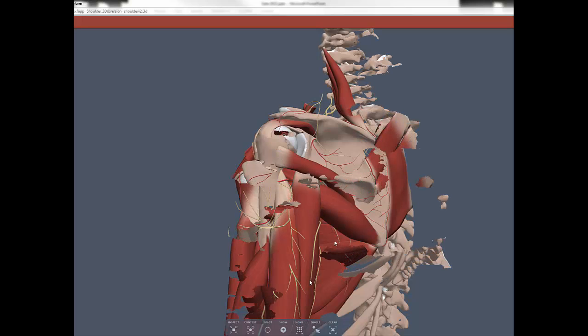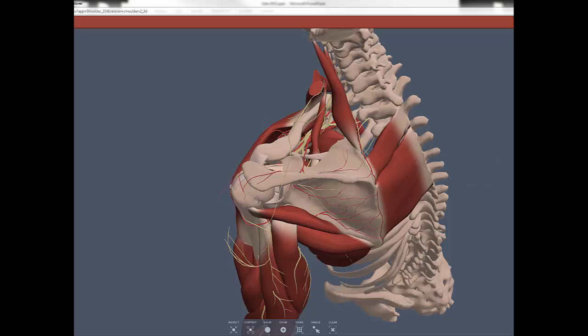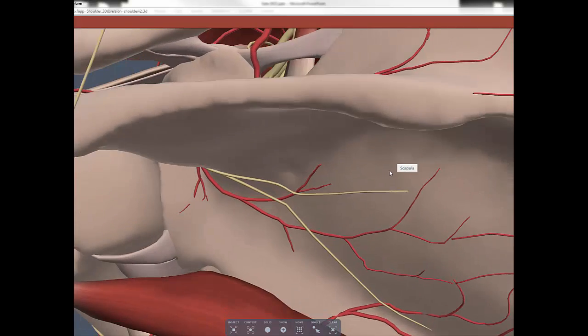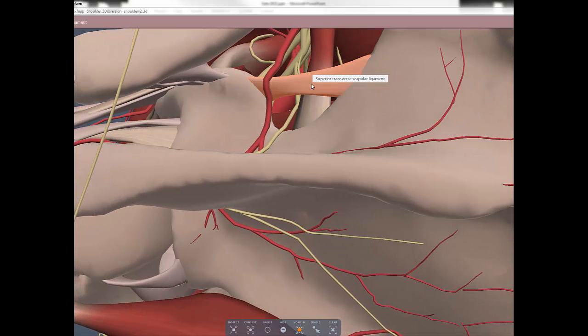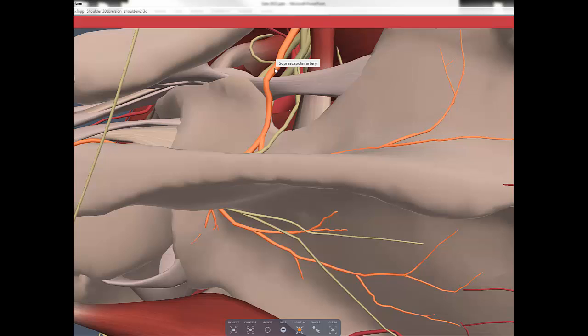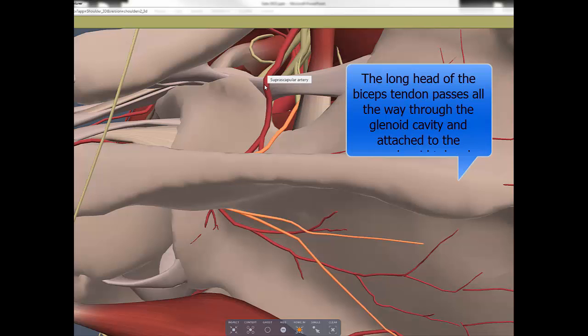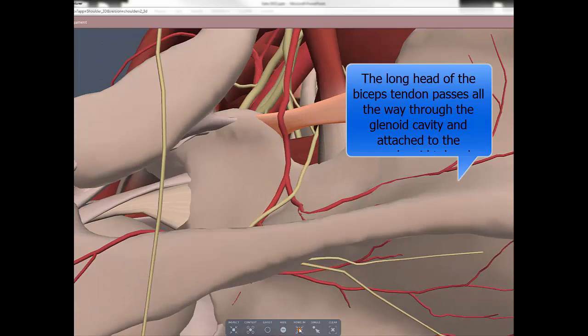Hide infraspinatus, hide supraspinatus, and when we turn on the ligaments, we can actually see something interesting right here. If we zoom in, here is your superior transverse scapular ligament. Going superior to it is the suprascapular artery, and inferior to it is the suprascapular nerve. Here is your Army-Navy.